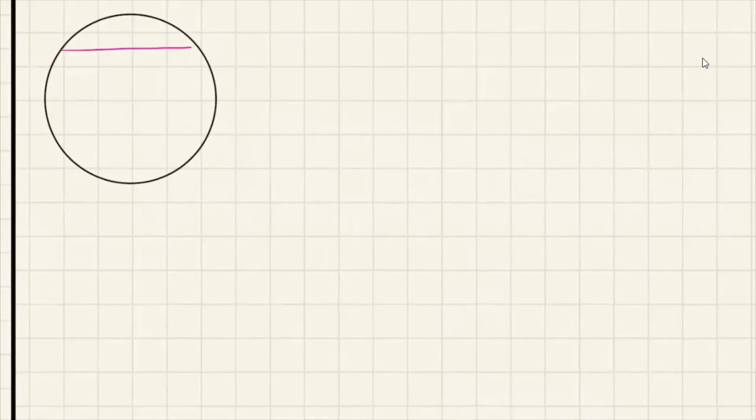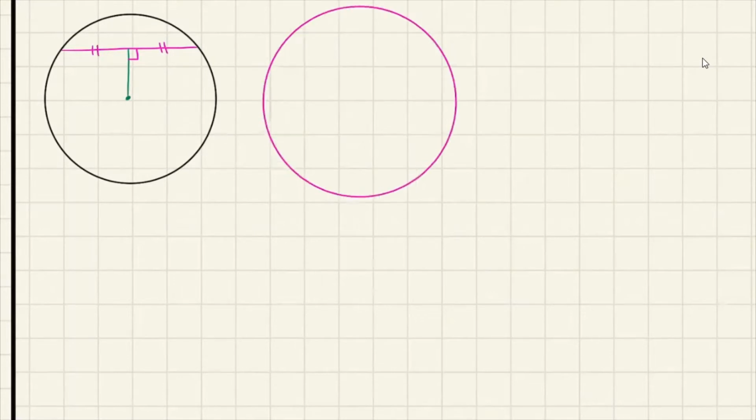This is a chord and this is my center. So when I make a line from the center to the chord, then that would be making a 90-degree angle over here. And it would be dividing my chord into two parts. So I can also say that this line is bisecting my chord. Now, similarly, if I move on with the same property, then there are lots of things that I can deduce.